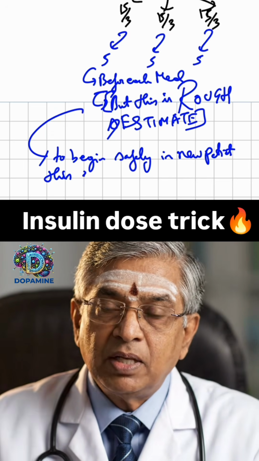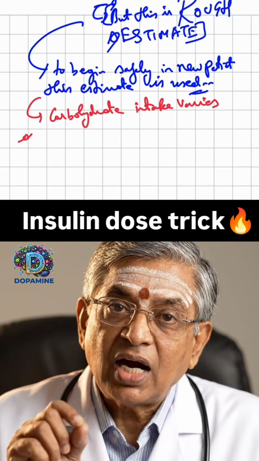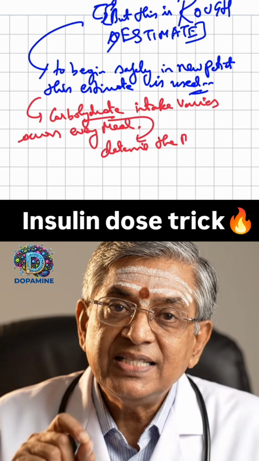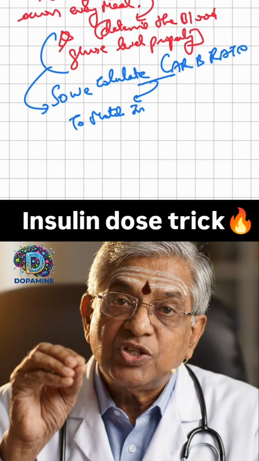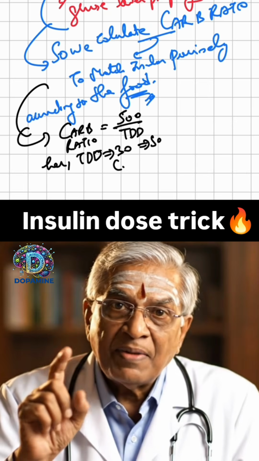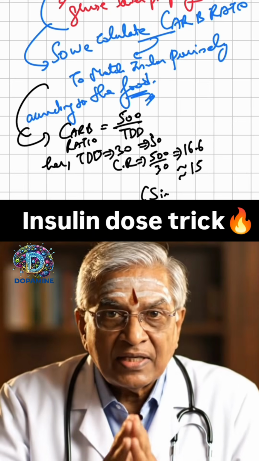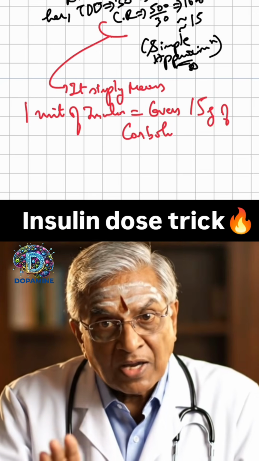Now we move to the next step because meals are not the same every time. Carbohydrate intake varies, and carbohydrates are the main factor that raises blood glucose after eating. That is why we calculate the carb ratio to match insulin precisely to the food. Carb ratio is calculated using 500 divided by total daily dose. Here it is 500 by 30, which is about 15. This means 1 unit of insulin covers 15 grams of carbohydrates.